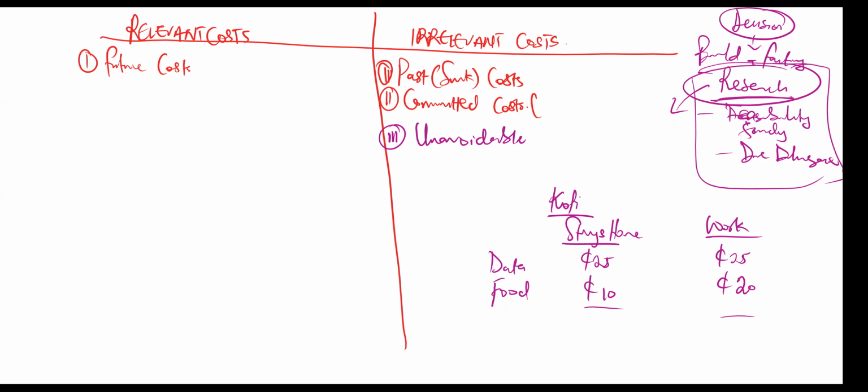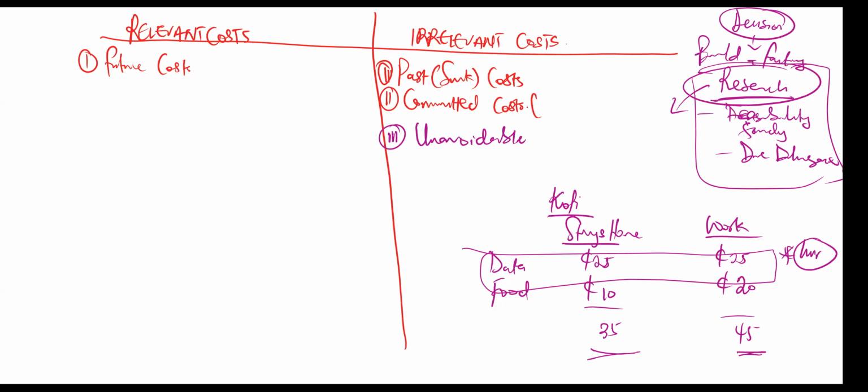He should stay home, because if you put all the costs together, staying home means he's only going to spend 35, right? But going to work, Kofi is going to spend 45 cedis. But if you look at it, whether he stays home or goes to work, he's still going to incur data costs of 25 cedis, right? So this is irrelevant for the decision. Does it make sense? Because this is a cost that doesn't differ among alternatives. It is unavoidable. Does that make sense?